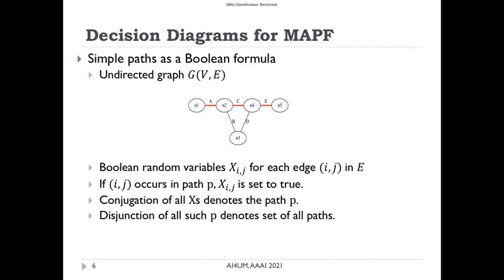Conjunction of all such variables represents a path, and disjunction of all such paths represents all possible paths in the graph. For example, in the given graph, the highlighted path in red from node n1 to n5 has the edge variables a, c, and e. So the variables a, c, e are set to true, and variables b, d are set to false. And the formula for the path looks like this: a and c and e, and negation of b and negation of d.